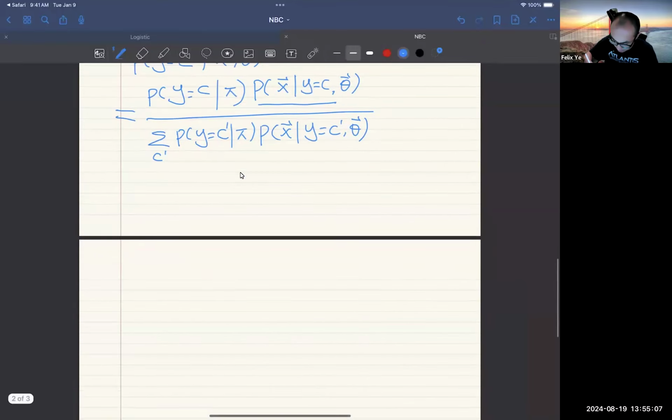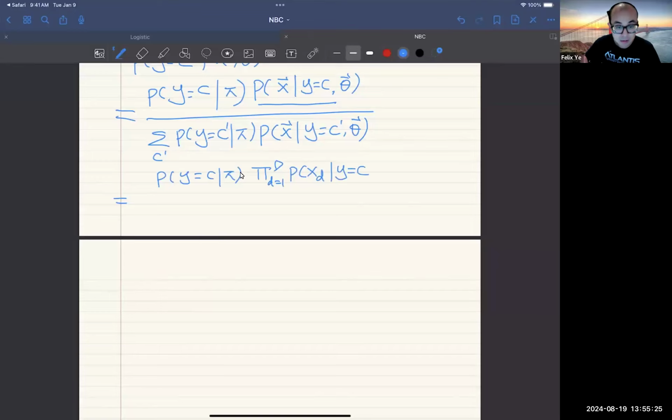And of course, that's my conditional probability. We can use the factorization that we already talked about. This is the product over little d from 1 to big D of the probability of x_d, conditional on y equal to c and theta_dc, divided by the summation over c prime. The same thing, we just plug in what we just calculated.